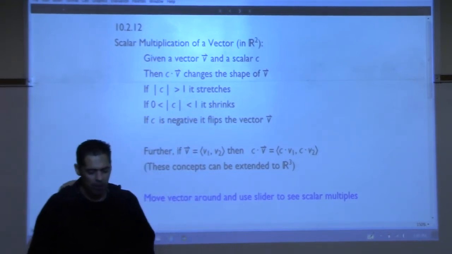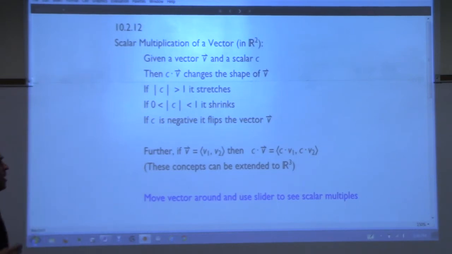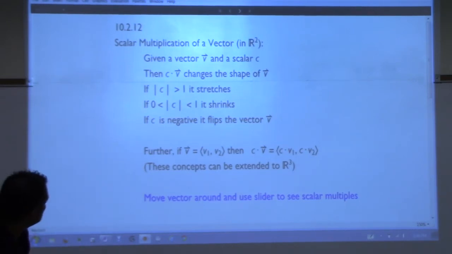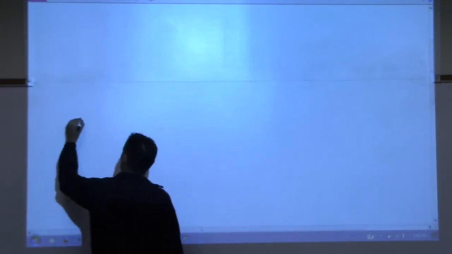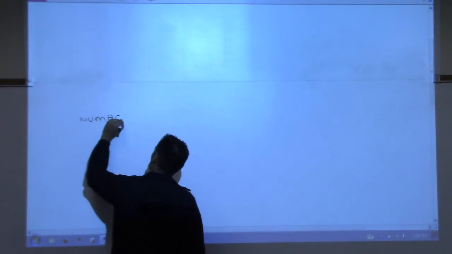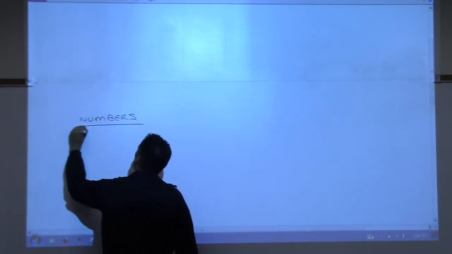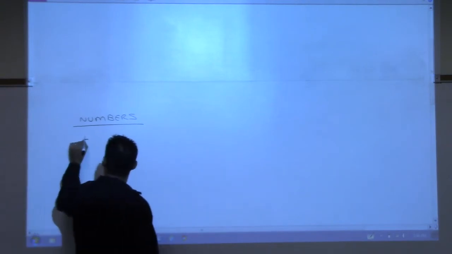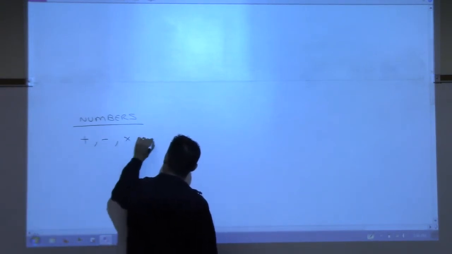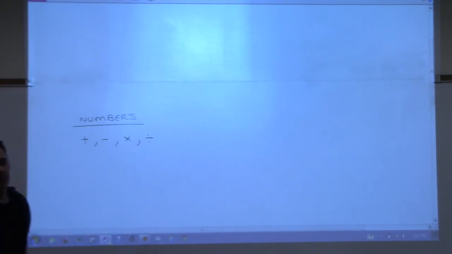Now, let me remind you of something. It's going to seem a little off topic, but hopefully you'll appreciate this in a little while. When it comes to numbers, in elementary school, they introduce you to numbers and you start doing arithmetic. What are the four arithmetic operations on numbers? Add, subtract, multiply, and divide. Those are even the old school symbols for them, right?